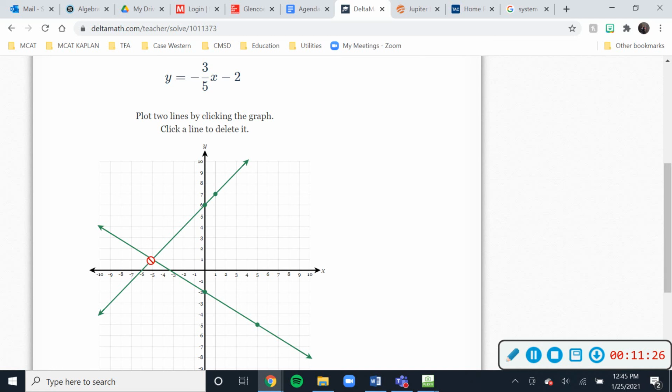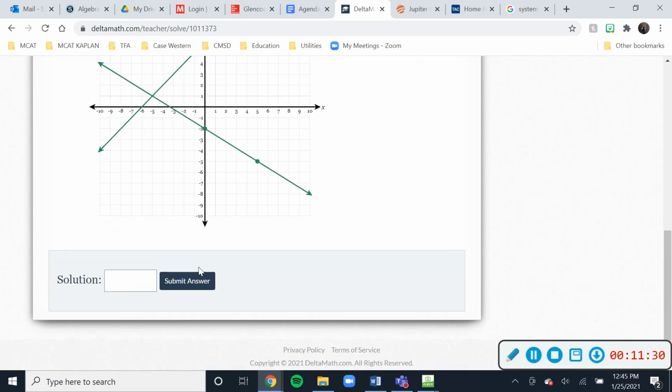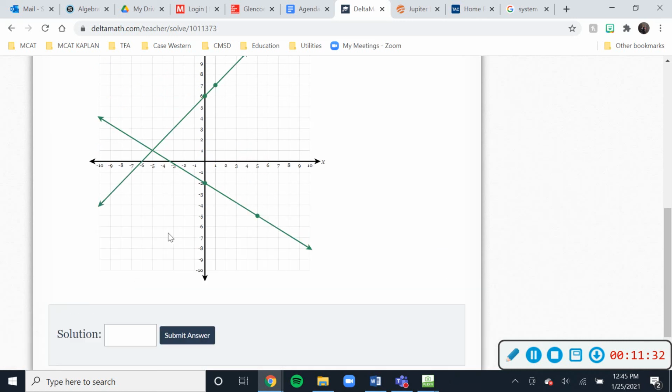But once we do that, we can see that they cross one time. So there's one solution here. They want to know what the solution is, so you need to read the graph carefully. And this point right here is at negative 5 and positive 1. So when you type in the answer, make sure to use the parentheses around to show that it's a coordinate point, and then you can submit your answer.